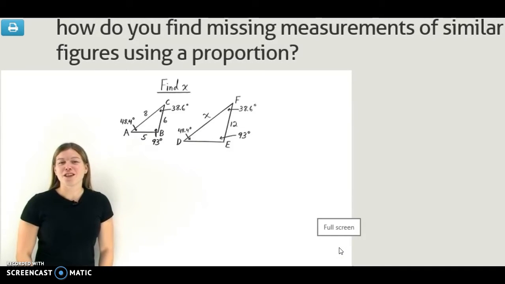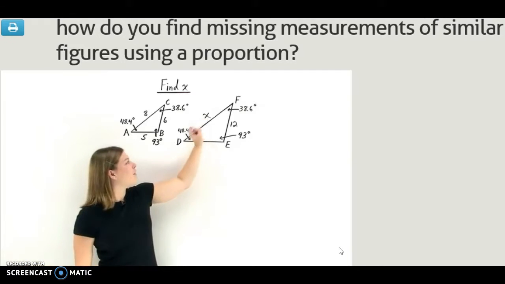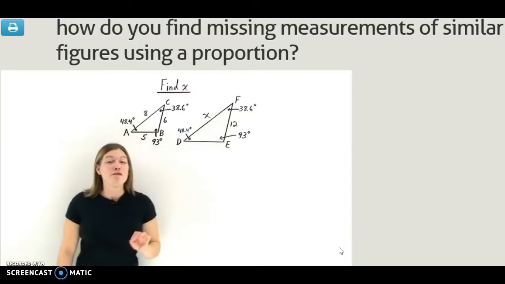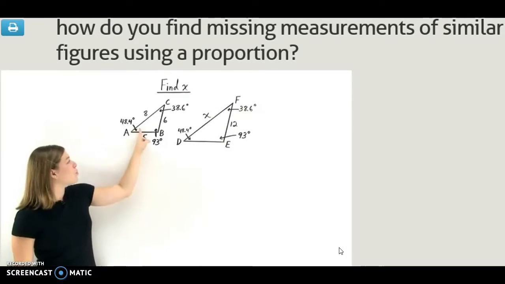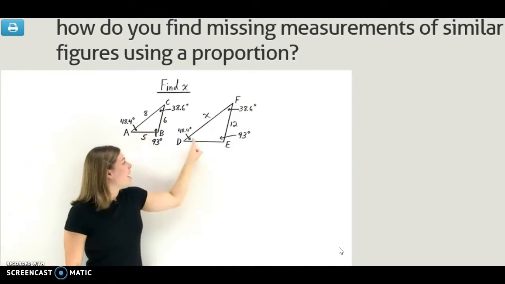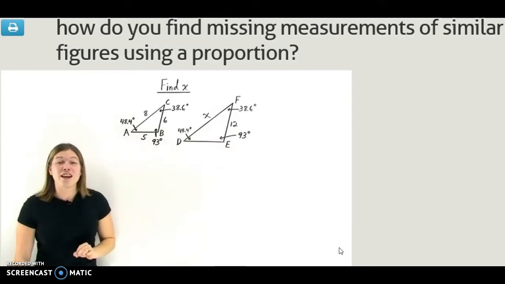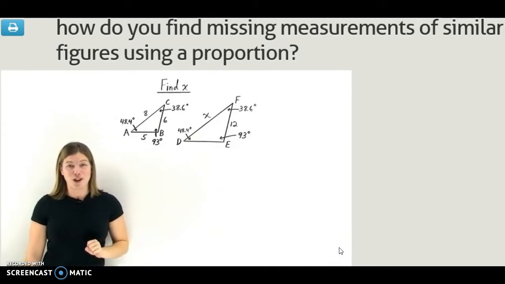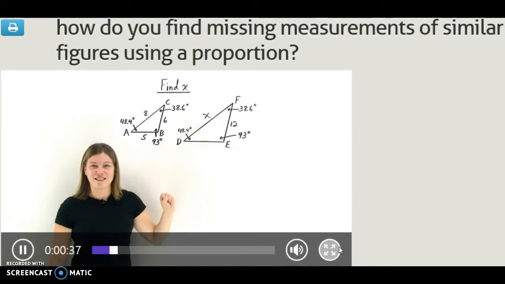So let's find the missing measurement of these similar figures. Here, we want to find the value of x, which would be the measurement of this side. And we've been told that we're working with similar figures. That means that the three angles of this triangle are congruent, or the same, as the three angles of this triangle. And in addition to that, since we have similar figures, that means that corresponding sides are proportional. So let's use this information to help us find this value of x.